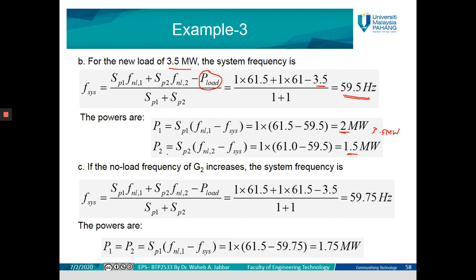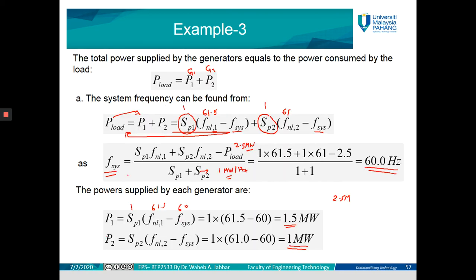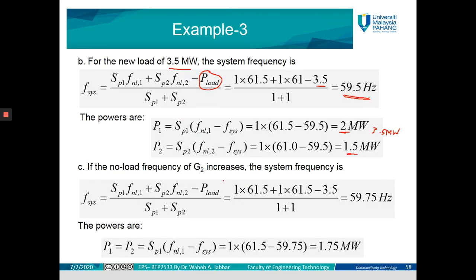The third part of this example is if the no load frequency of a generator is increased, that means the system frequency changes. The question is, with the additional load, which is 3.5, find the system frequency and the generator power if the no load frequency of G2 is increased by 0.5. That means the frequency of the second generator is increased by 0.5 hertz.